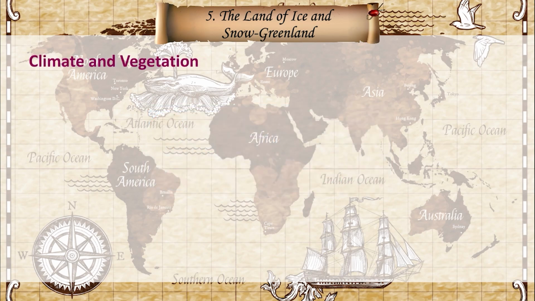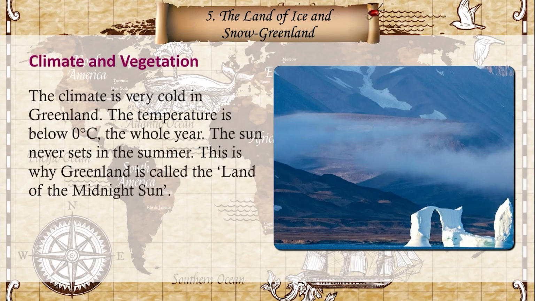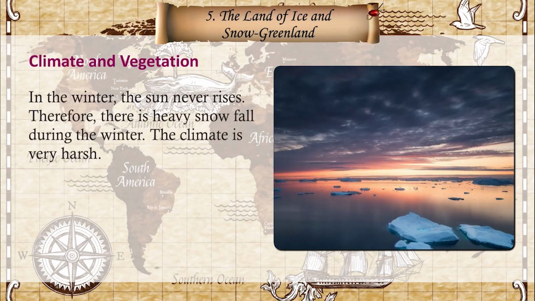Climate and vegetation. The climate is very cold in Greenland. The temperature is below 0 degrees Celsius the whole year. The sun never sets in the summer. This is why Greenland is called the land of the midnight sun. In the winter, the sun never rises. Therefore, there is heavy snowfall during the winter. The climate is very harsh.